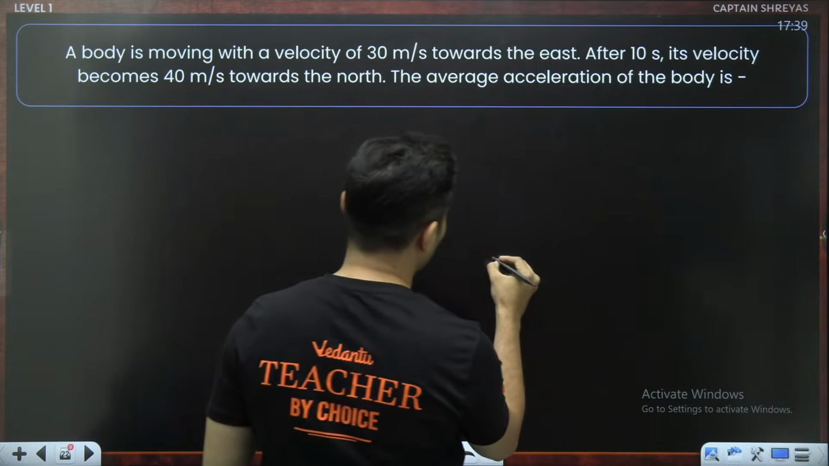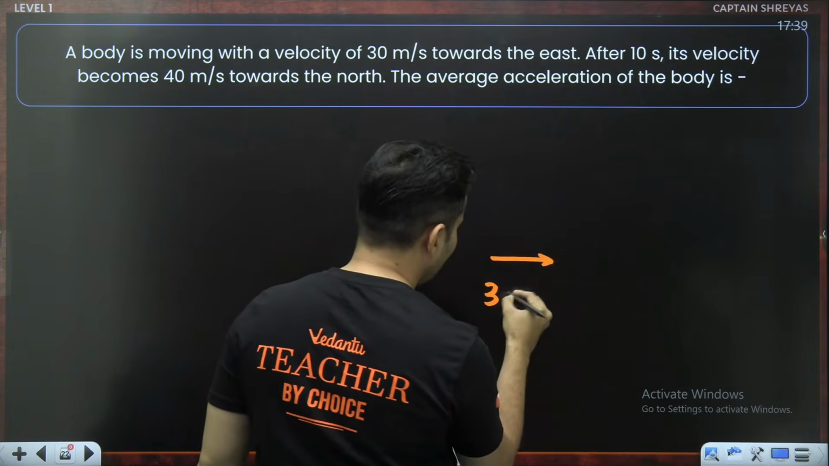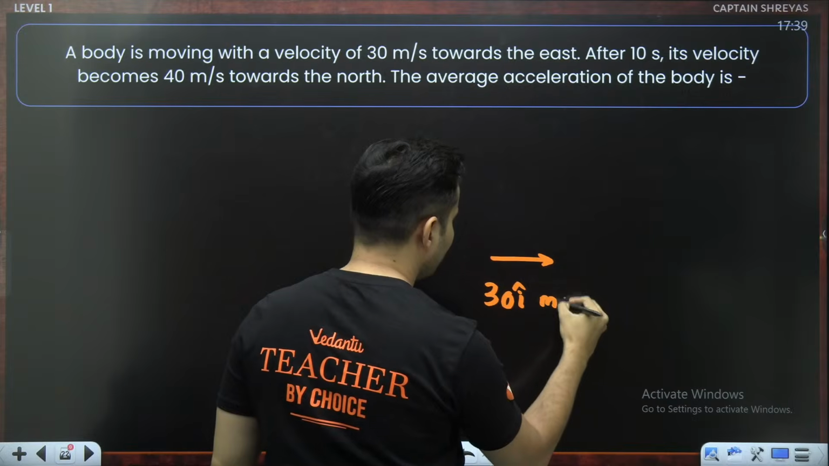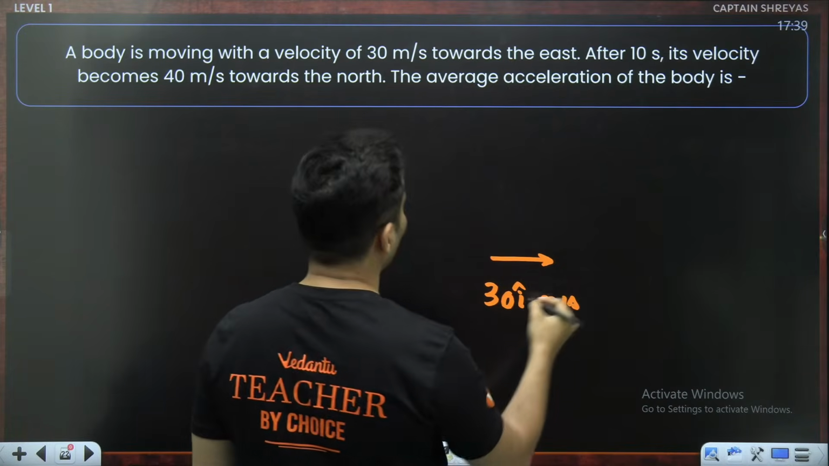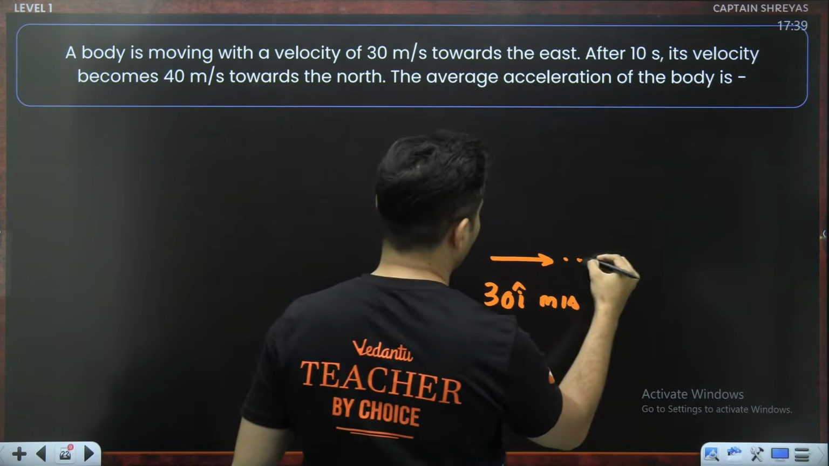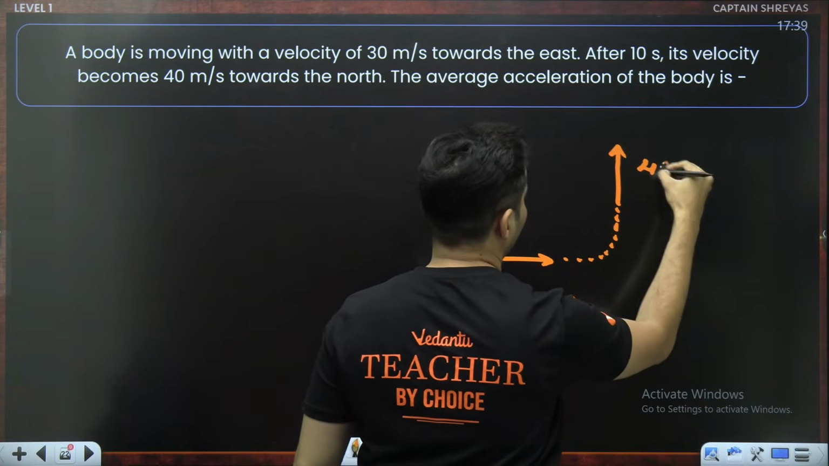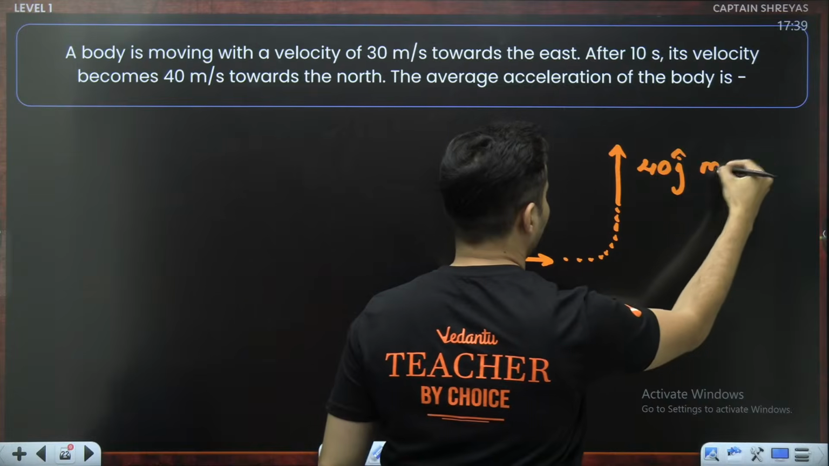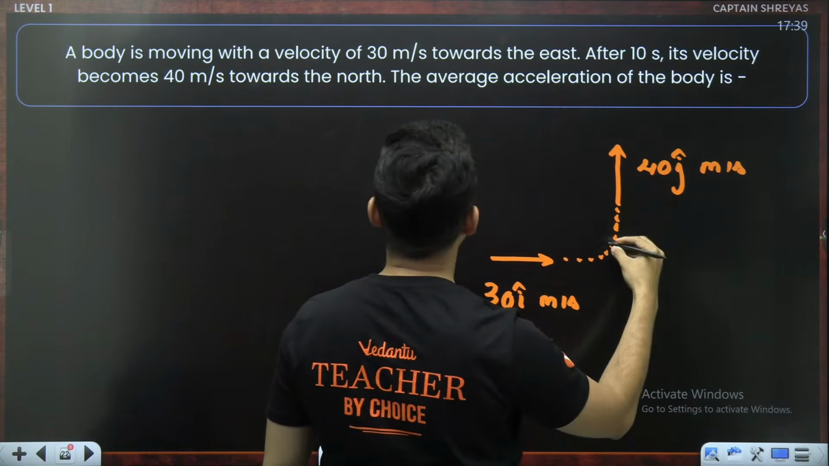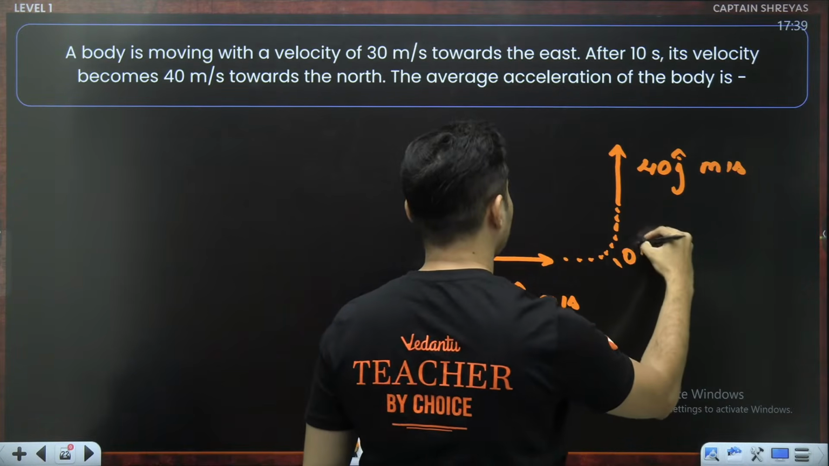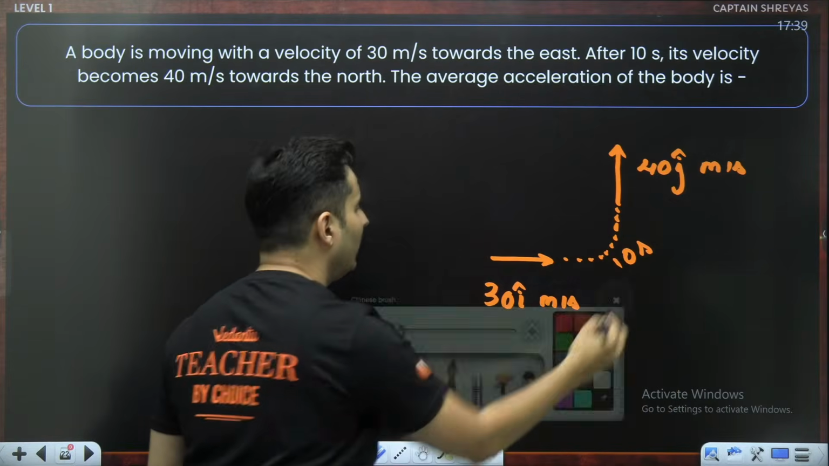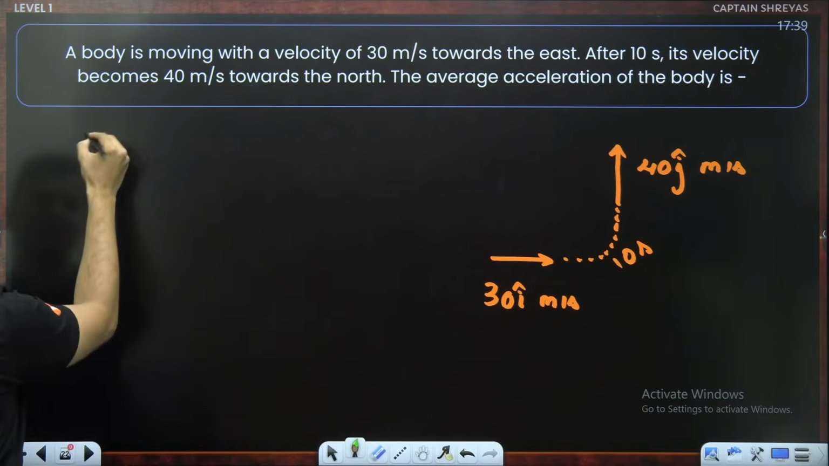30 meters per second towards the east is like this. So 30 i cap meters per second. This is initial. So it turns towards the north. That means it goes like this. And the velocity finally is 40 j cap meters per second. How much time did it take? 10 seconds. Question is, find the average acceleration.